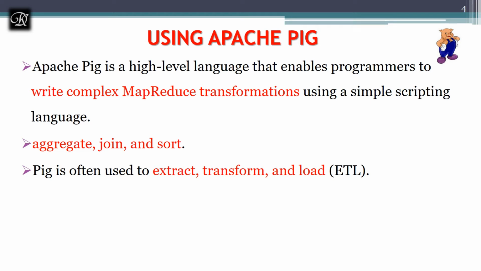As I said, Pig is a high-level language that enables the programmer to write complex MapReduce transformations using a simple scripting language. That scripting language, Pig Latin, uses a set of transformations on the data set such as aggregate, join, and sort. It also supports data pipelines, quick research on the raw data, and iterative data pre-processing.